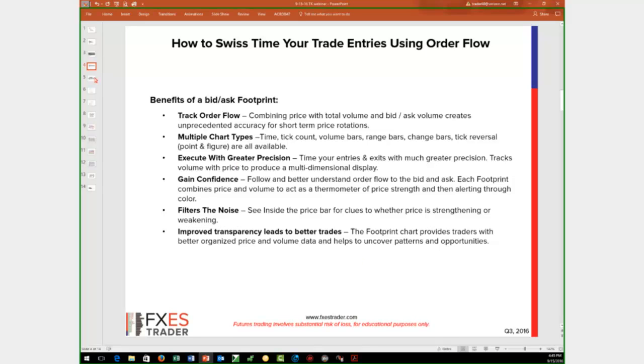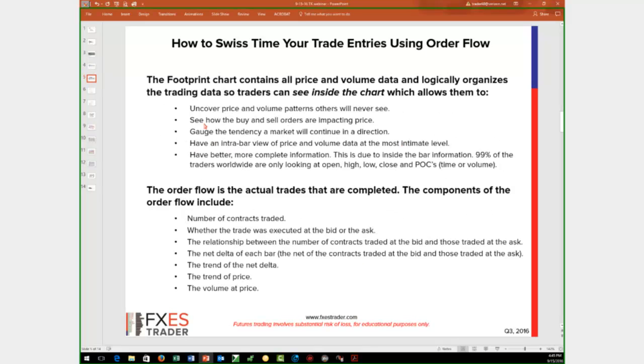So the footprint chart contains all price and volume data and logically organizes the trading data so traders can see inside the chart, which allows them to uncover price and volume patterns, see the buy and sell and how they're impacting price, and looking for a tendency that the market can move in a particular direction. So having an intra-bar view of price and volume, in my opinion, and at the most micro level, is critically important to gaining just that slight edge.